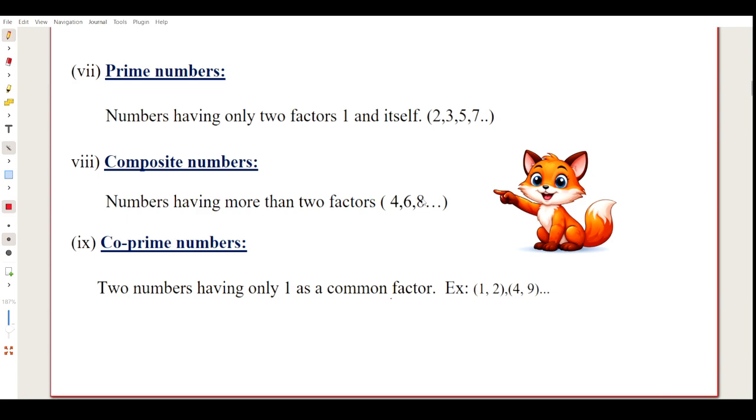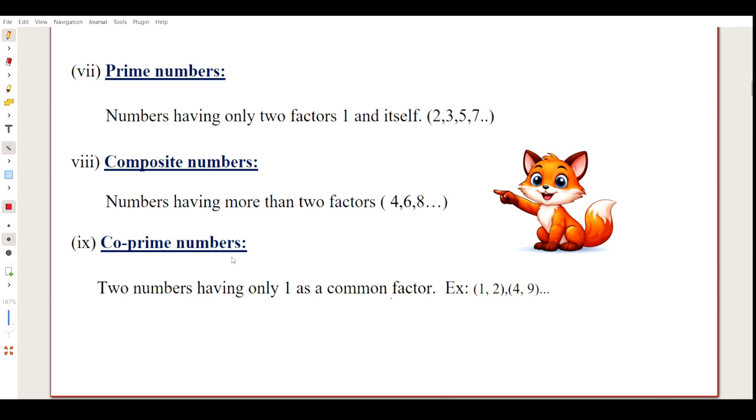So we must know 1 is a factor of all numbers, and the number itself is a factor of all numbers. Whatever number has only two factors, 1 and itself, is called a prime number: 2, 3, 5, 7. Numbers having more than two factors are called composite numbers.